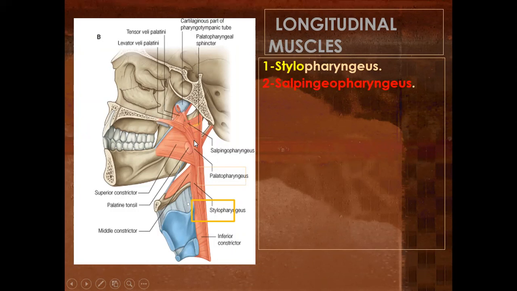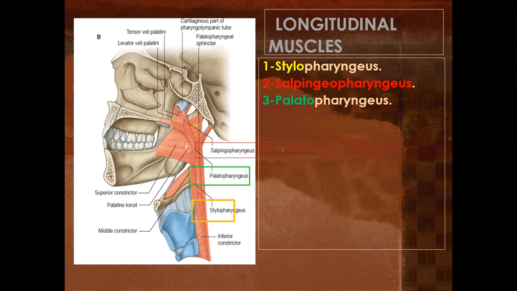Salpingopharyngeus, because it is going to the pharynx. The third muscle is the palatopharyngeus, which is coming from the soft palate. We saw palatoglossus, which is going to your tongue. Now one muscle is coming to the pharynx. This is called the palatopharyngeus.